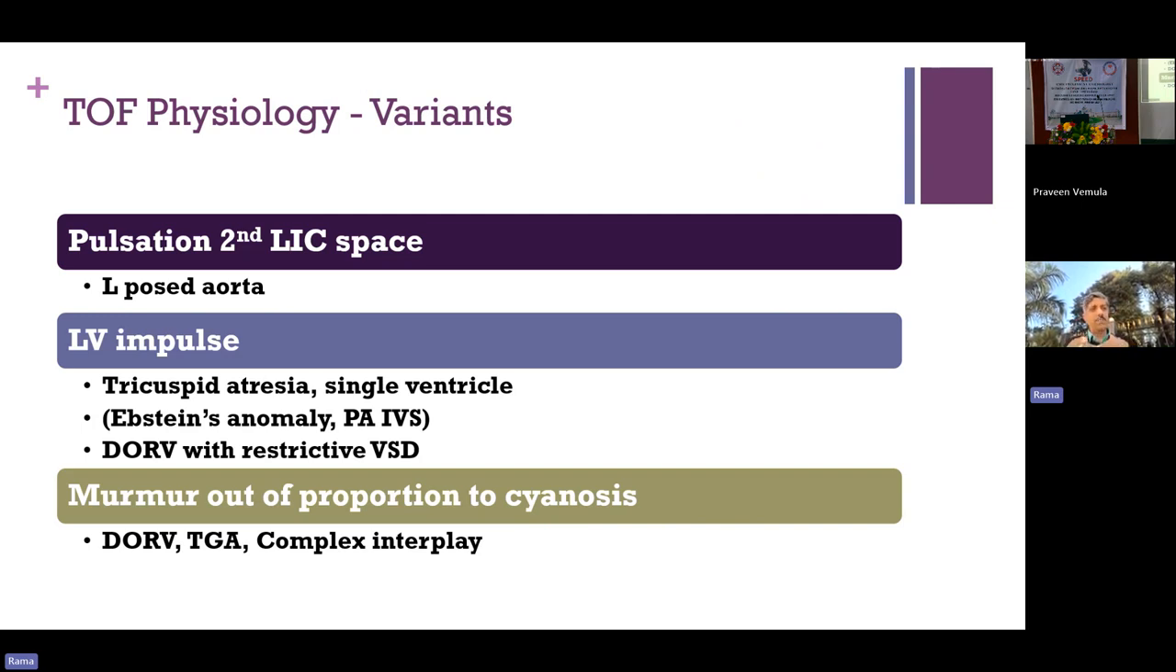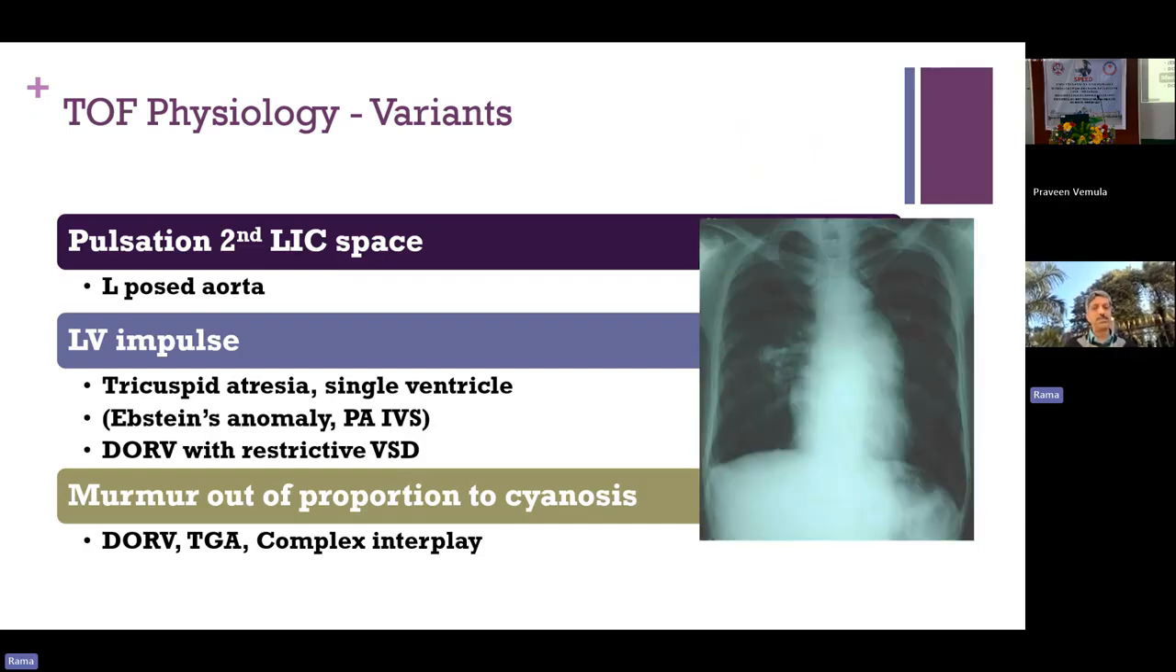If there is a significant step down happening, then the murmur has to be inversely proportional. But here the murmur is not inversely proportional, because the cyanosis is caused by an admixture physiology or transposition-like streaming. That happens in DORV or complex interplay and TGA physiologies. So this is the typical L-posed aorta I was talking about.